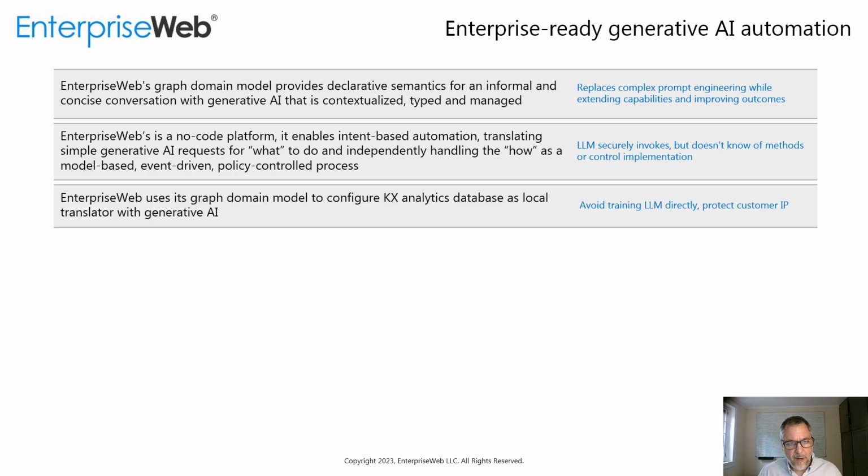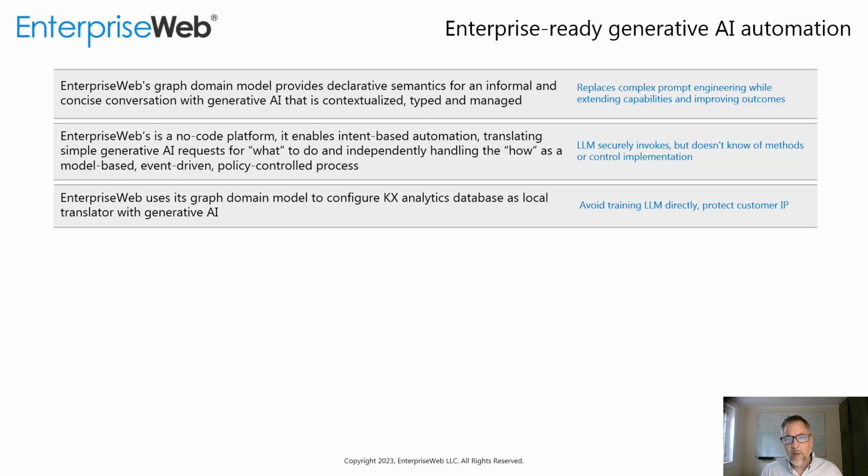Enterprise Web uses its graph domain model to configure the KX analytics database as a local translator with generative AI. Really important, that word local, right? We're not doing this necessarily in the cloud. We could do this at the edge. We could do this at the core. We could do this anywhere effectively, and it's data that's running in the customer's environments, right?